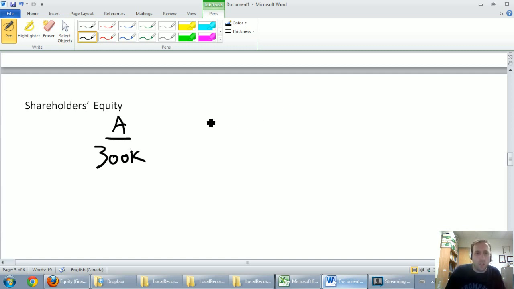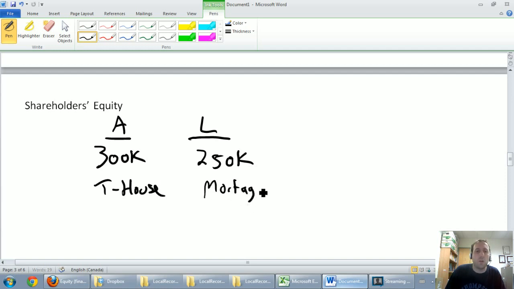I don't have $300,000 in cash sitting around, so as you can guess, I got a mortgage. And when I got the mortgage, I went to the bank and said, I don't have $300,000. I don't even have $200,000. I don't have $100,000. I got $50,000. I need to borrow $250,000 to buy this place. So I got a $250,000 mortgage. Again, my townhouse is worth $300,000. My mortgage payable is $250,000.